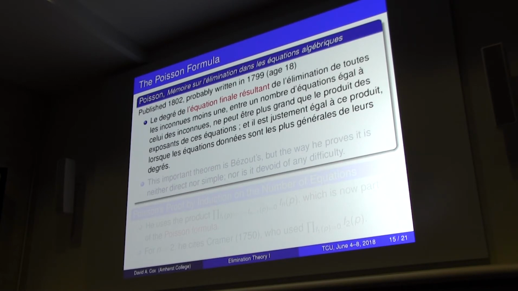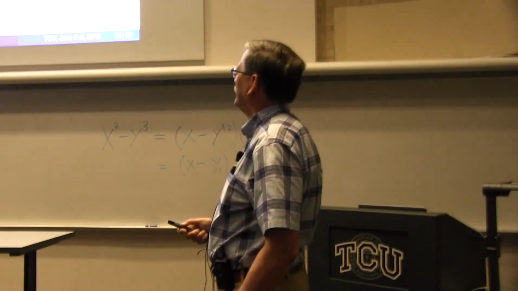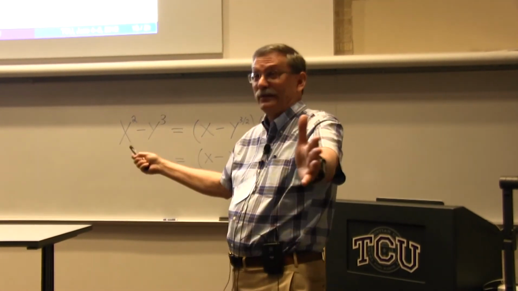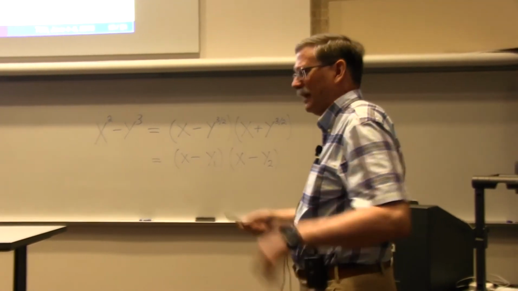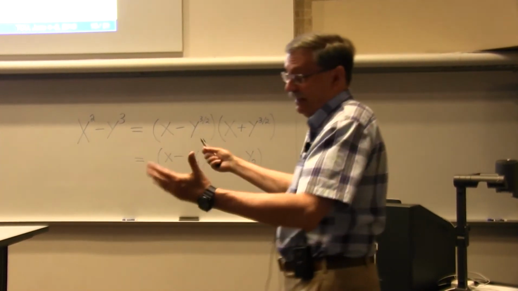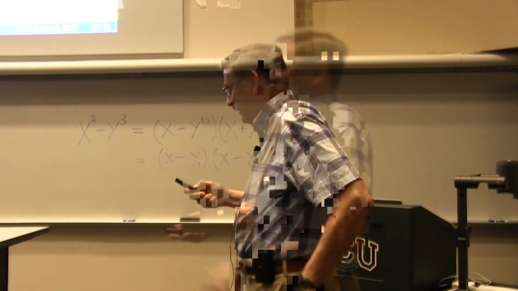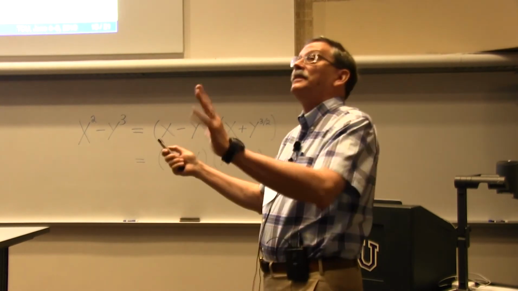Then he also talks a little bit later about reading Bezout and his comment. And here, this is from an English translation. He says this important theorem is Bezout's. But the way he proves it is neither direct nor simple, nor is it devoid of any difficulty. And in fact, what Poisson does is he completely ignores Bezout's book, and he gives his own proof. He said, well, I can't figure out what this guy did, so I'll just do it myself. And of course, none of us have ever done that.